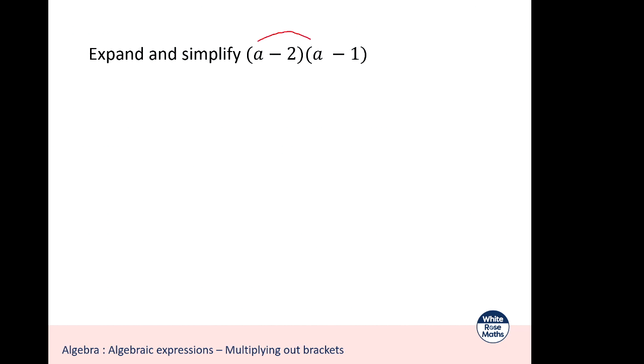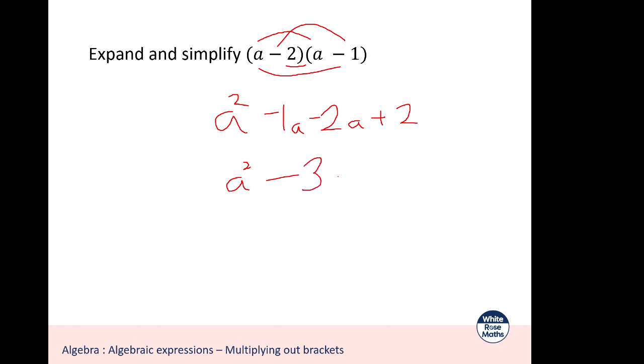I'm going to do a times a, which is a squared. A times minus 1 is minus 1a. Minus 2 times a makes minus 2a, and minus 2 times minus 1 makes positive 2. I'm now going to collect my like terms. I've got a squared, minus 1a subtract 2a makes minus 3a. Remember it's getting smaller if you're subtracting, and then plus 2. And that's my answer to this double bracket.